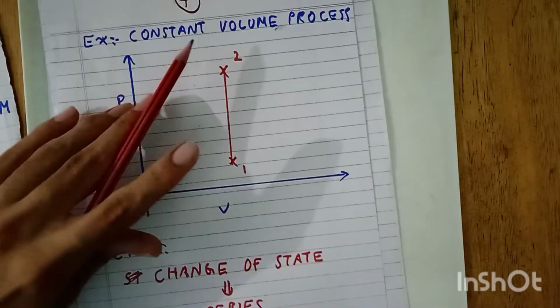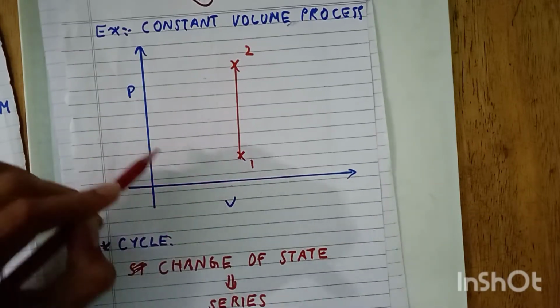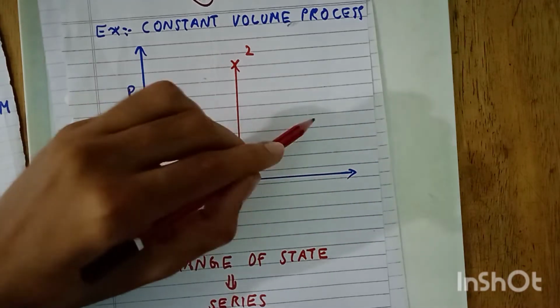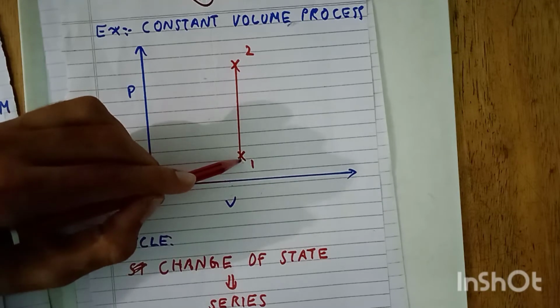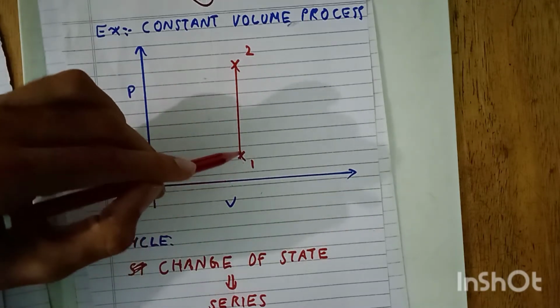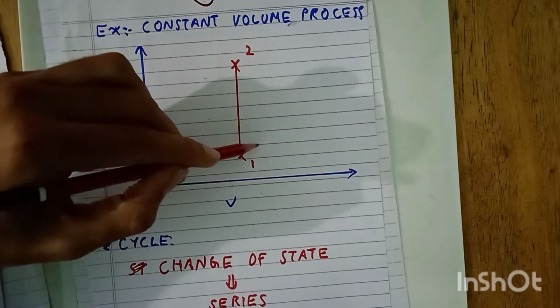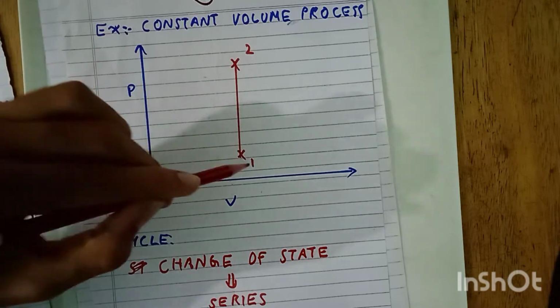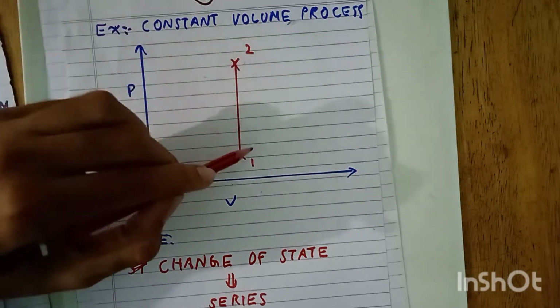Now see here, in the constant volume process, in the PV diagram the volume is on the x-axis, so it does not change in this direction. In a constant volume process the volume is always fixed, only the pressure changes, so it moves in this direction. The path is not changing in this direction or this direction. One specific path is given for that process.